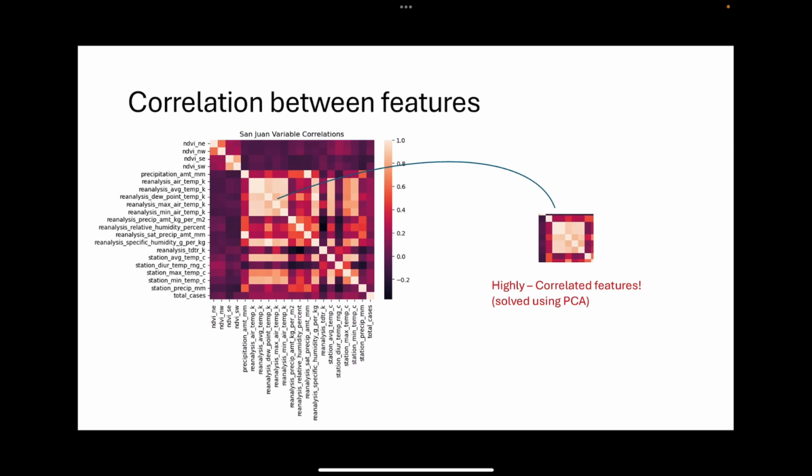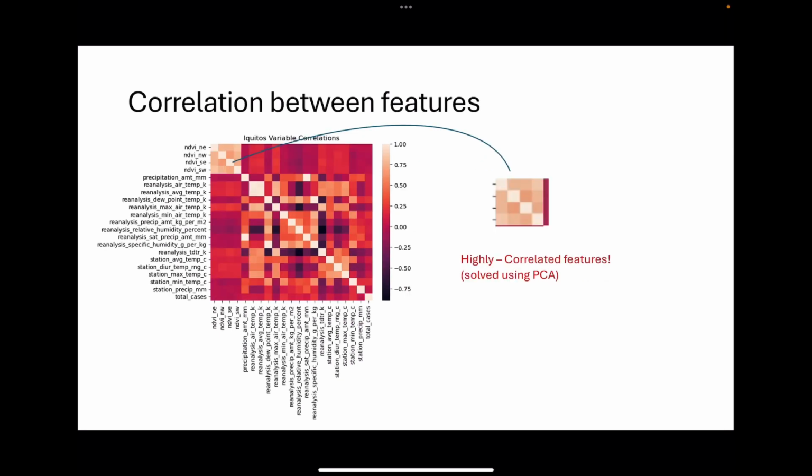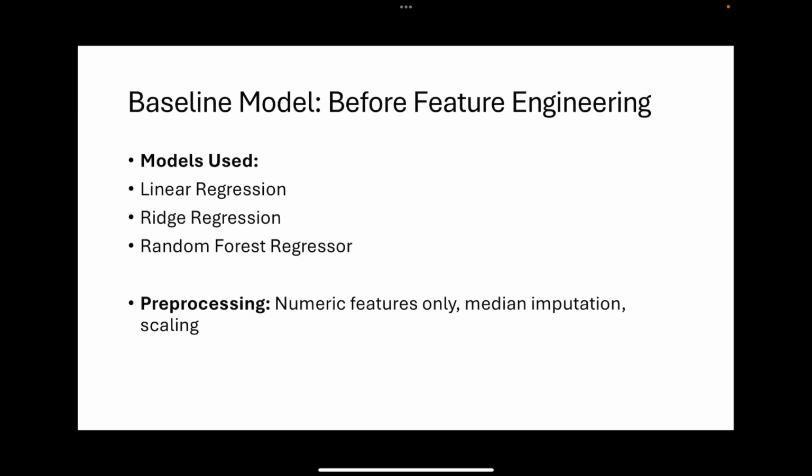We then checked the correlation between features and we found that there were very highly correlated features in both datasets. We then solved this using PCA, which will also be discussed in detail later in the presentation. We then made a baseline model. The baseline model was before we did any feature engineering, to compare the results after we did the feature engineering. So the models we used for the baseline were linear regression, ridge regression, and random forest regressor.